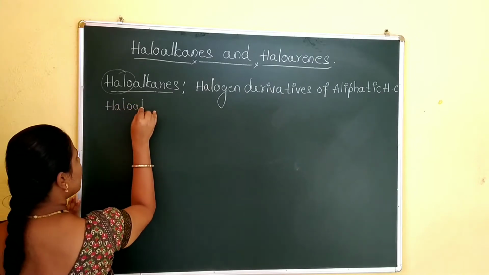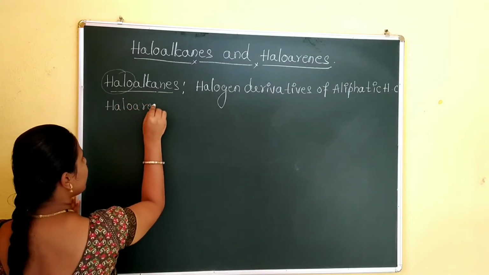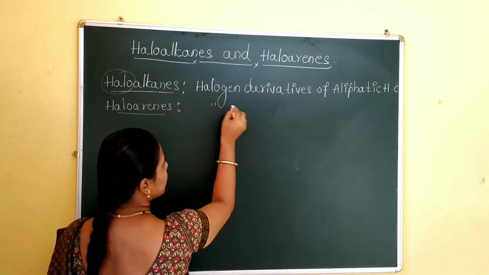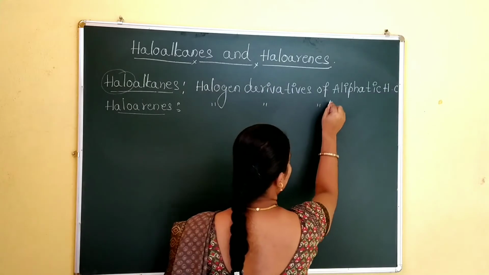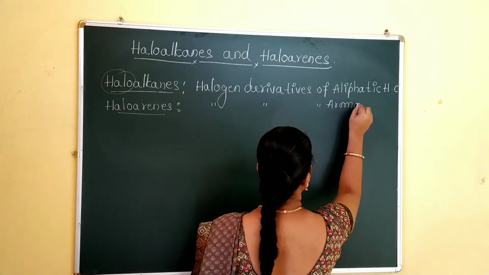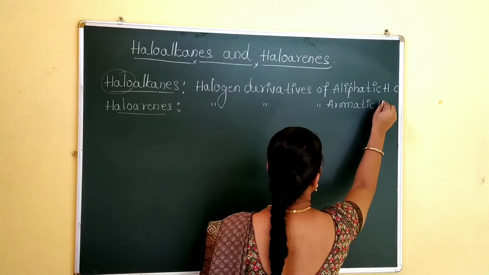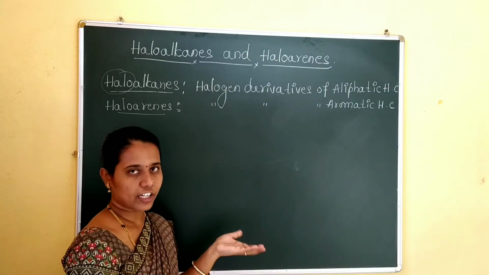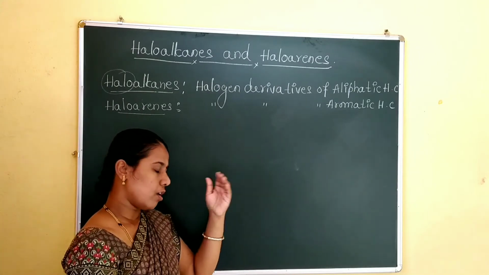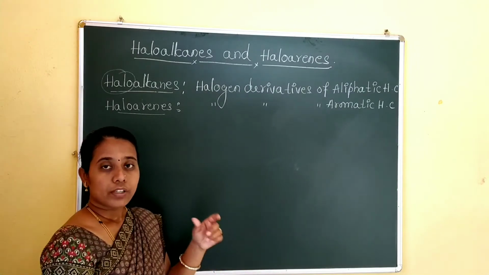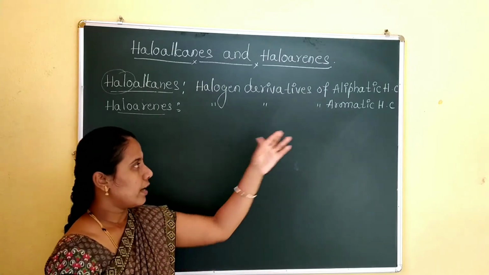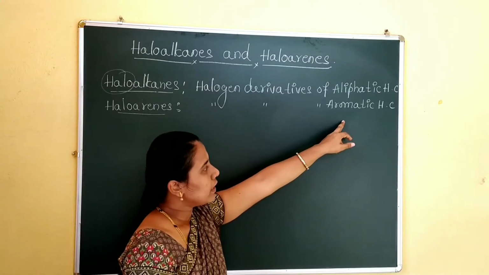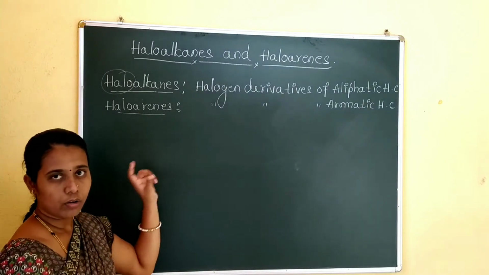What are haloarenes? Halogen derivatives of aromatic hydrocarbons. That means they contain at least one benzene ring in their structure. Aromatic compounds are those which contain at least one benzene ring and are called aromatic hydrocarbons. Halogen derivatives of aromatic hydrocarbons are called haloarenes.